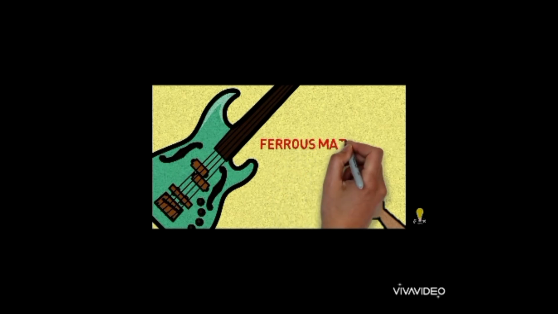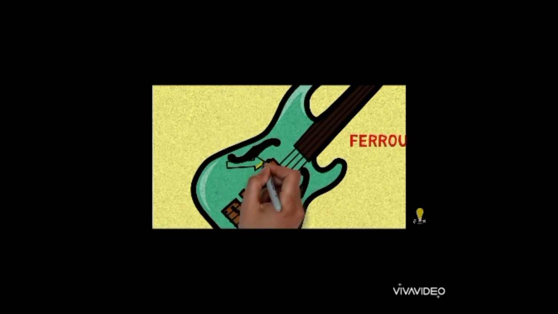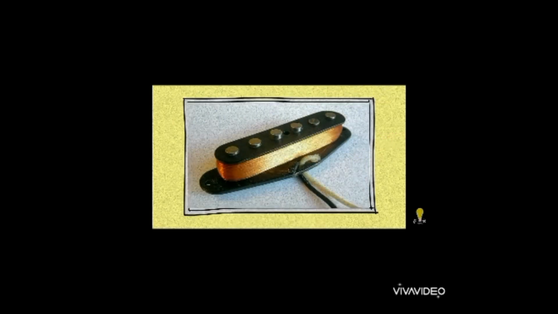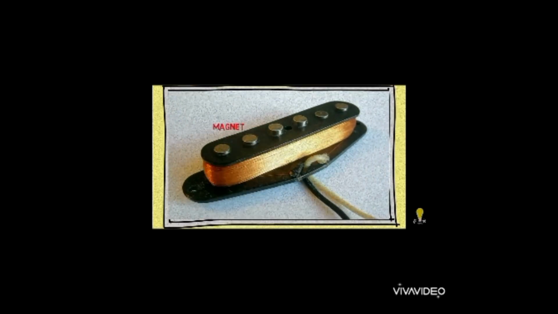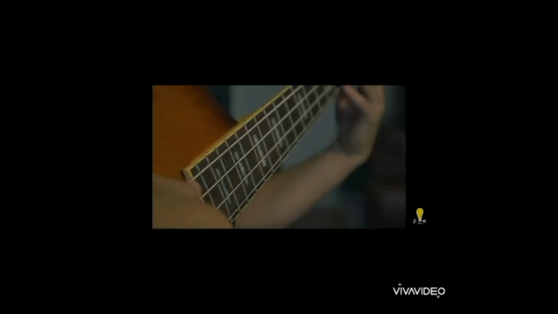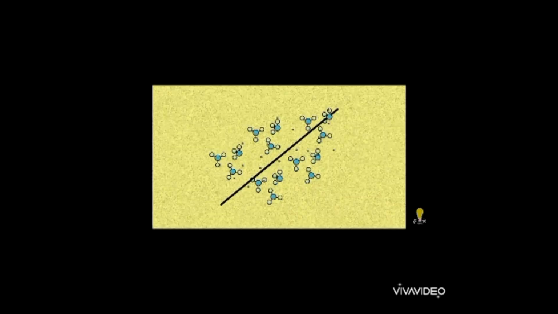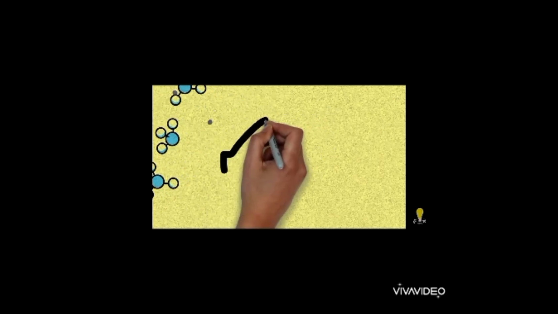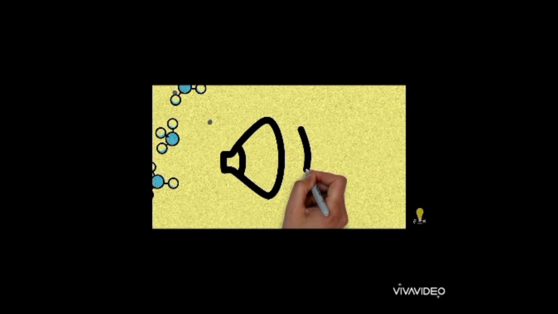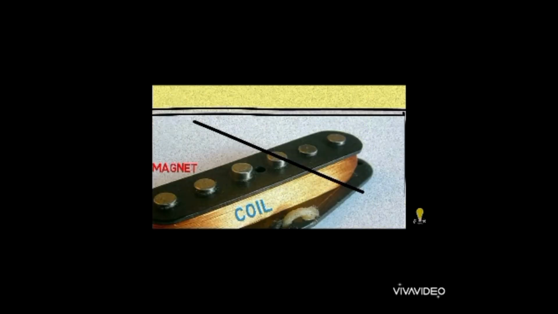Let's see how the electric guitar works based on Faraday's law. First, the electric guitar strings are made of metal or ferrous material. Inside each string, there is a magnet. Those magnets are surrounded by a coil. This system is called a pickup on the electric guitar. When a string is struck, it vibrates the air around it. The vibration creates a disturbance in air molecules. The movement of air molecules is the sound we perceive from the electric guitar.